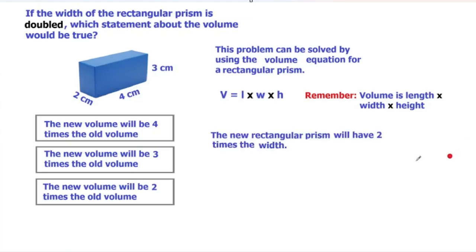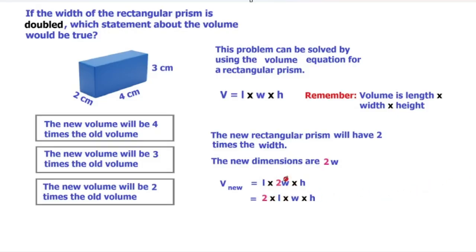So the new rectangular prism will have 2 times the width. So the new dimensions for the width are 2w, okay? So we could put that into the equation. Our new equation for the new rectangular prism is length times 2w times h.